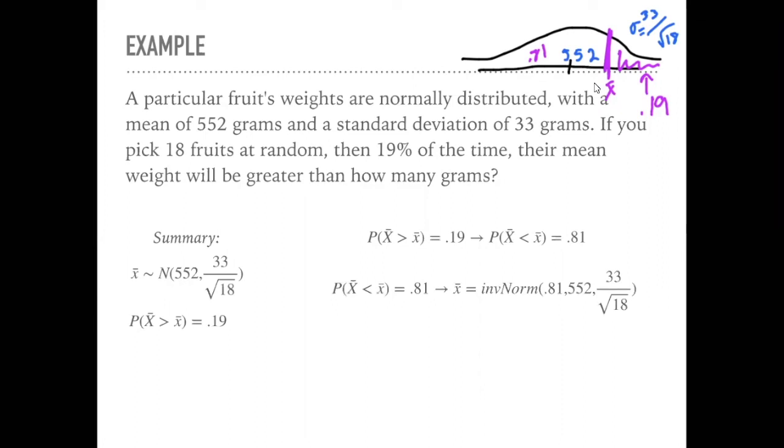So we're able to use the inverse norm function then. So inverse norm 0.81, 552, 33 over square root of 18. And we get that the sample mean that is greater than this 19% of the time is 558.83.